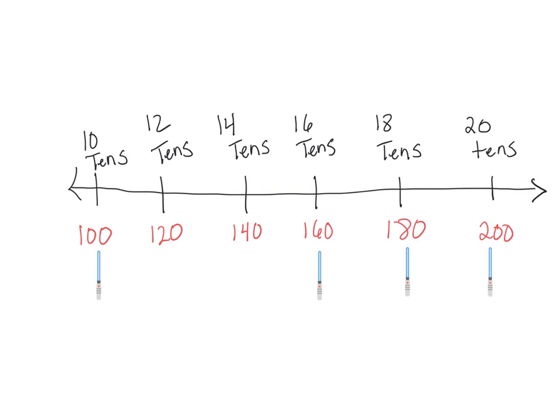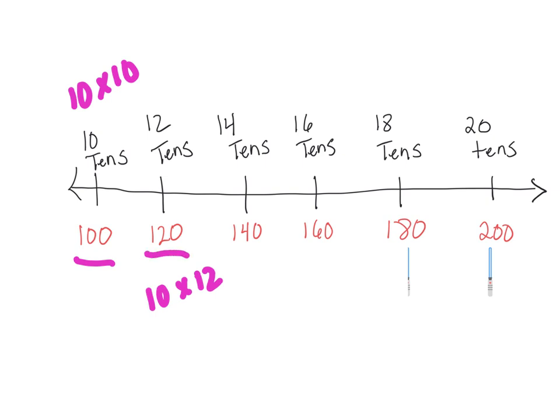Basically what we're saying here, guys, is that we're saying 10 times 10 is 100. 10 times 12 is 120. And we can keep going. Each time we're moving up, we are multiplying by 10.